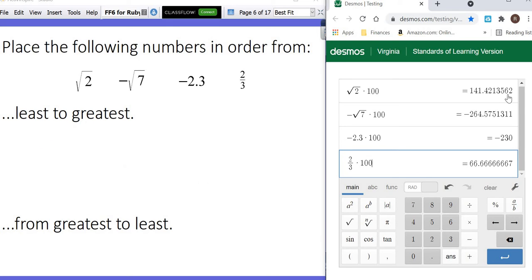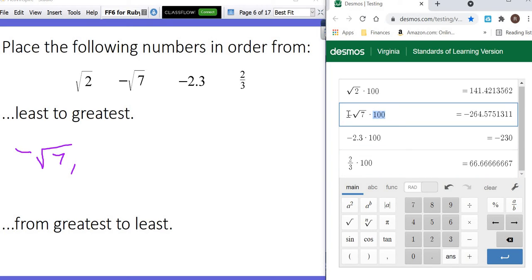So this is the way I'm going to do it. I'm going to ask myself, which of these is the smallest number? Well, if there's negatives, they're definitely going to be the smallest number, but I have to decide which one is the smallest. Well, the bigger the negative, the smaller it is. So that means that the smallest number is the negative square root of 7. So I'm going to take my cursor and delete just that, because I don't want to be confused.